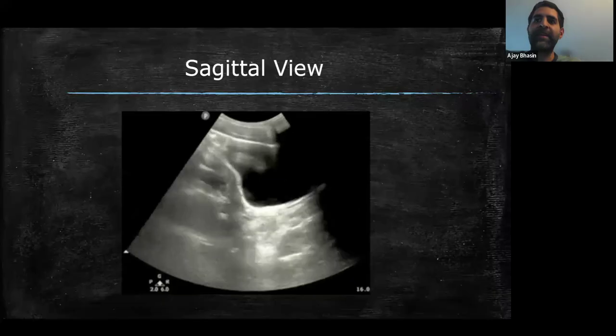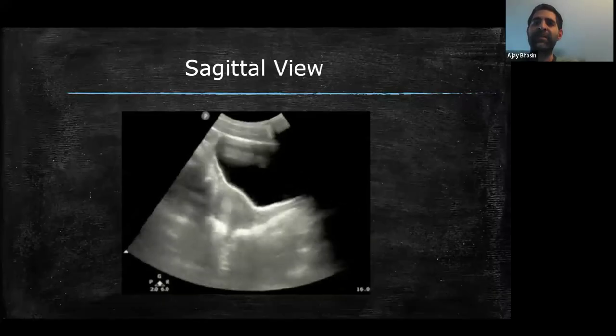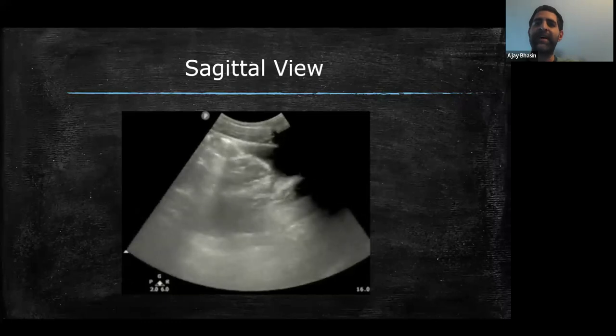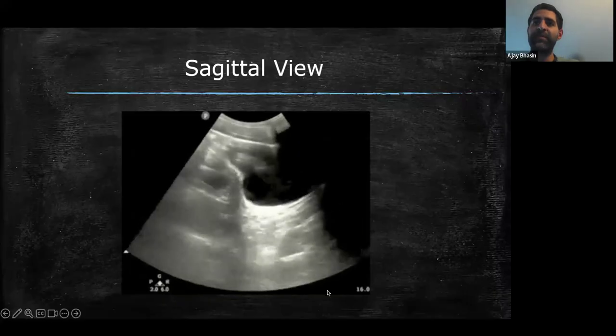Next slide. This is us fanning through the sagittal view of the bladder. This is going basically from patient left to patient right, making sure you can get all the anatomy so you don't miss anything going on in the patient's bladder from this view.